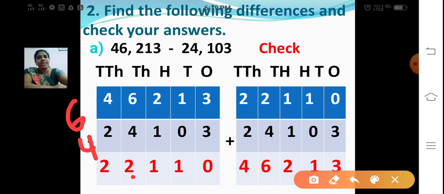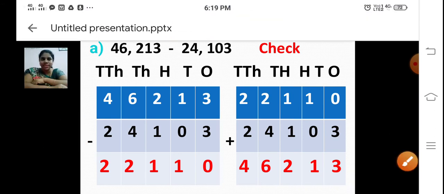Now let's subtract the 10,000 place. 4 minus 2. 40,000 minus 20,000. Start from number 2. Count forward till you reach 4. After 2, 3, 4. So my answer is 22,110. Now, how will I check my answer?